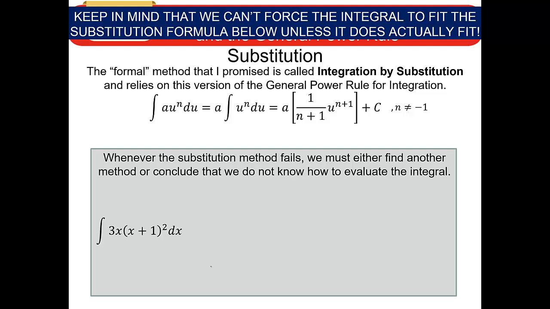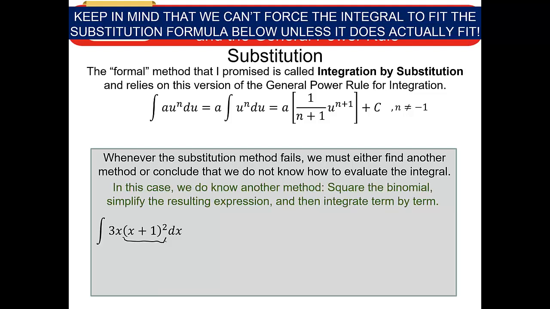In this case, though, we can do it because we know, might not enjoy it, but we can square out that binomial and just do it term by term. So we do know another method of doing this one, so let's just do it. If you square out that x plus 1, that's x plus 1 times x plus 1, and do the FOIL method on it, you'll get x squared plus 2x plus 1. And then if you multiply all those terms by 3x, you'll end up with the integrand of 3x cubed plus 6x squared plus 3x. And you can integrate those term by term.